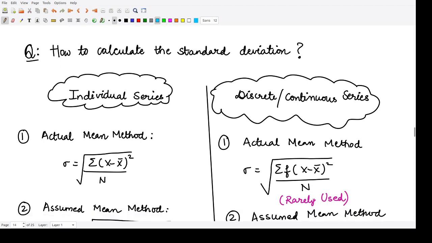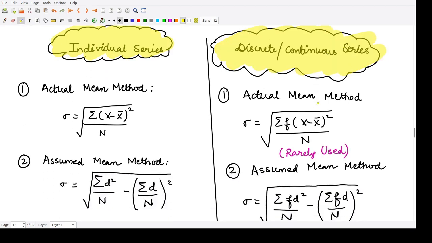So next, let us see how we can calculate the standard deviation whenever we have either the individual series or the discrete or the continuous series. So these two things we shall see. Following are some of the formulas. So the first formula for individual series is this actual mean method. So here this formula is utilized.